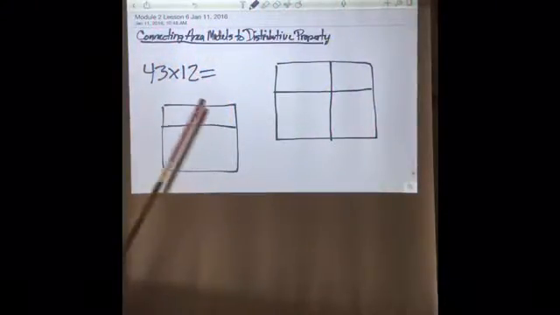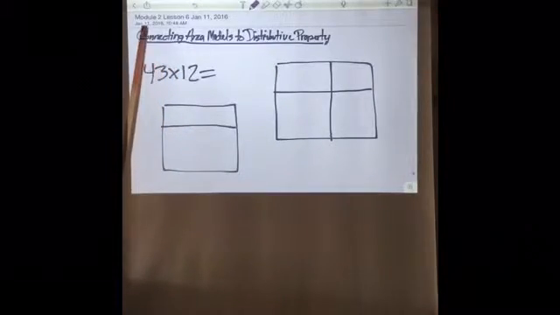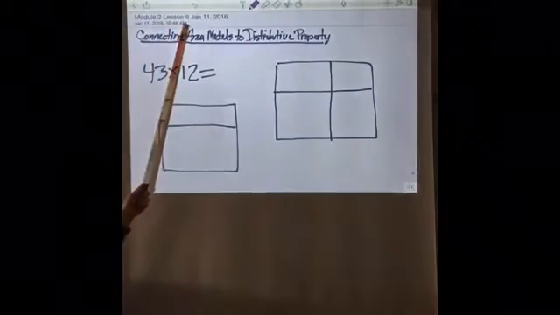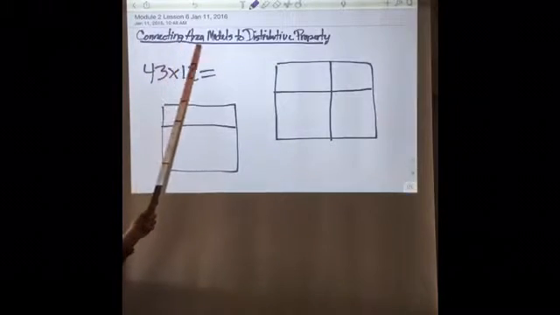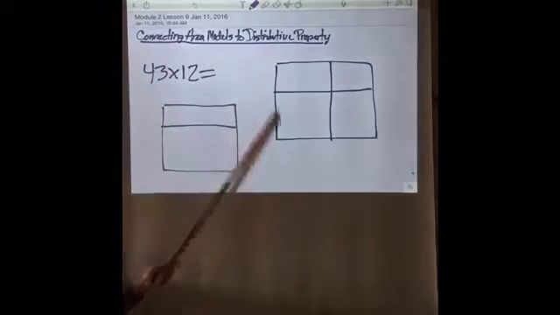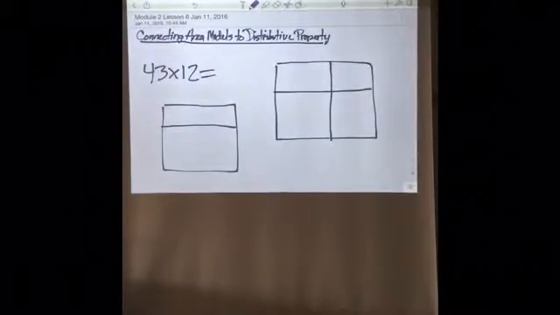Welcome back to math. Today we're going to be doing Module 2, Lesson 6, Connecting Area Models to Distributive Property. Okay, so let's get started.